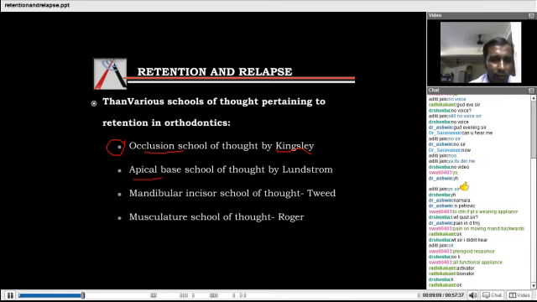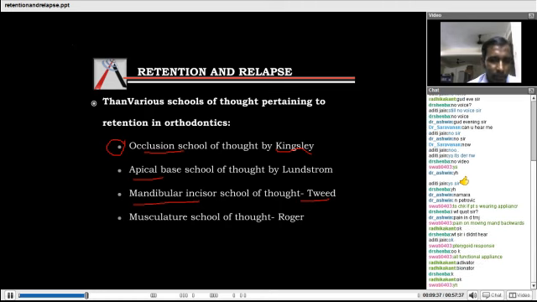Then apical base school by Lundstrom. What he said is, don't try to expand the basal bone too much. What is there is natural. When you expand too much or constrict too much, there is a greater chance of relapse. That's the basic thing of Lundstrom. Okay. Mandibular incisor position, as you know, given by Tweed. What he told is, the mandibular incisor should be placed upright over the basal bone for better stability. That was his main concept.